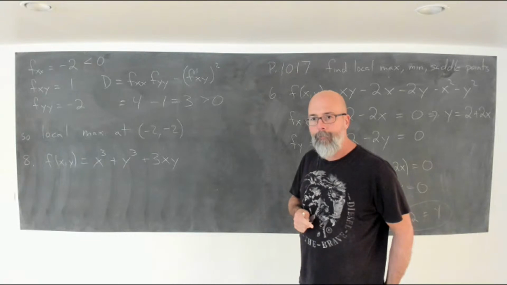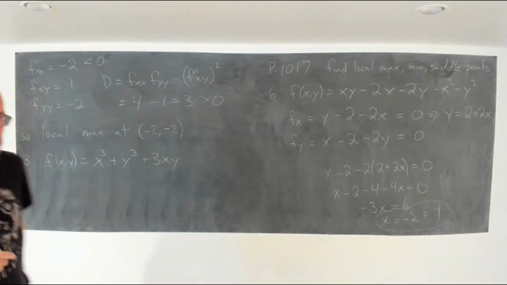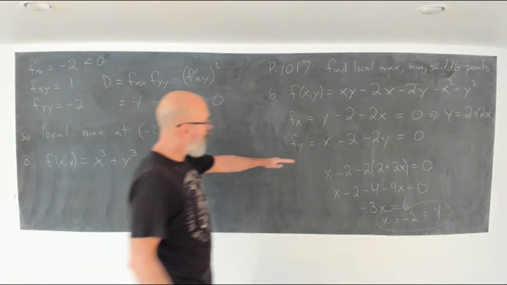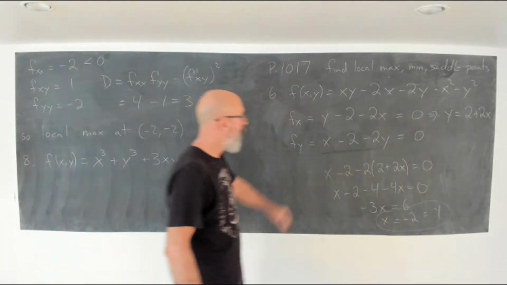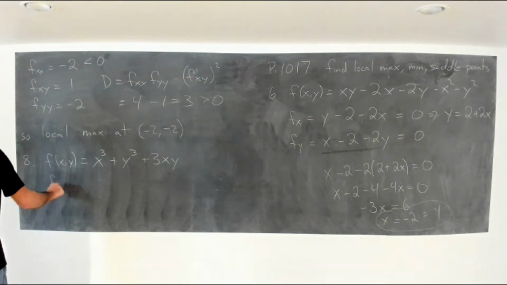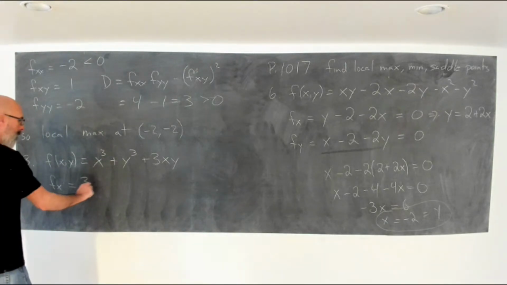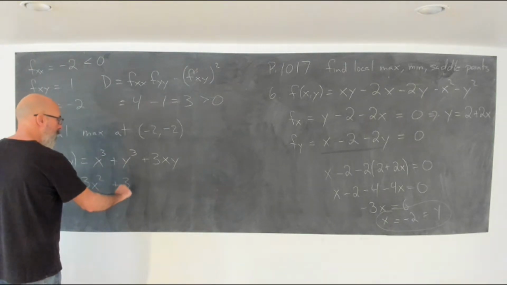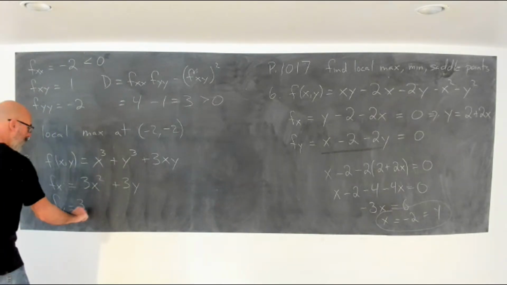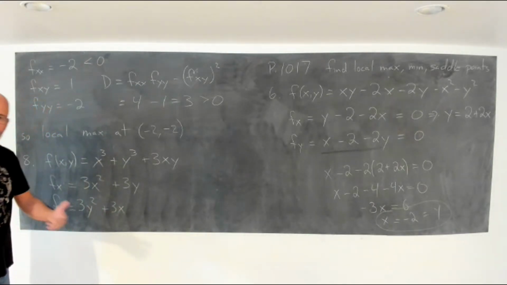Here we go. Did we do fyy without writing? I'm not sure what you mean there. I think it's easy to work out fyy. If you differentiate with respect to x, what do we get? 3x squared plus 3y. If you differentiate with respect to y, 3y squared plus 3x.